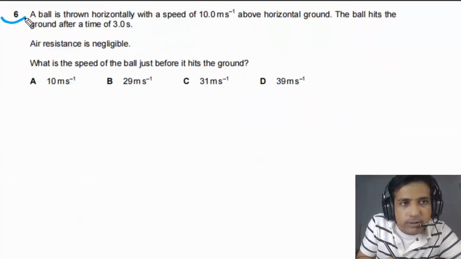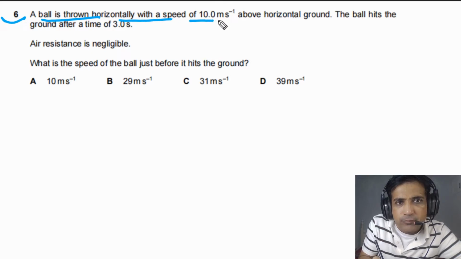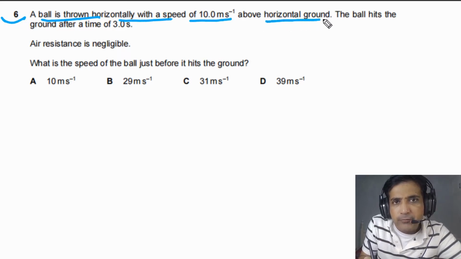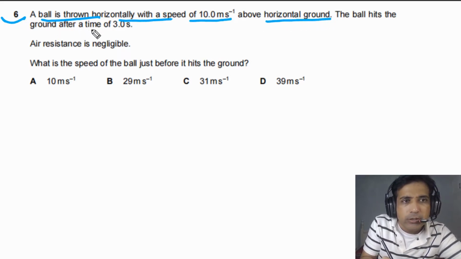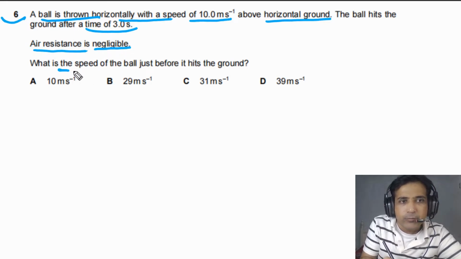For our question number 6, it is given to us a ball is thrown horizontally with a speed of 10 meters per second above horizontal ground. The ball hits the ground after a time of 3.0 seconds and air resistance is negligible in this case. We need to find out what is the speed of the ball just before it hits the ground.